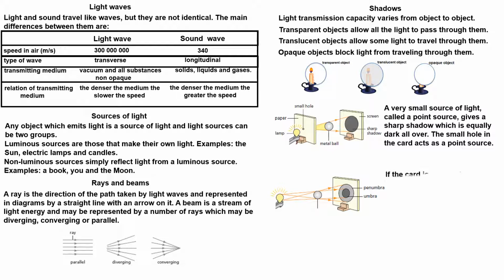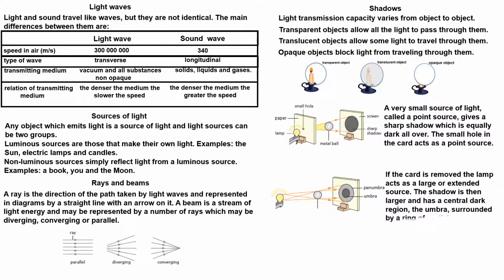If the card is removed, the lamp acts as a large or extended source. The shadow is then larger and has a central dark region, the umbra, surrounded by a ring of partial shadow, the penumbra.